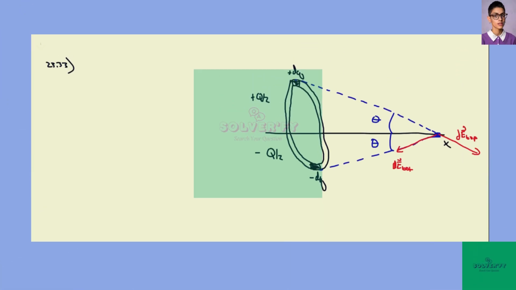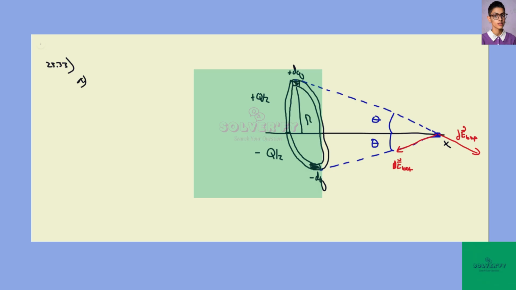Okay, so we're doing chapter 23, problem 33 here. We have a thin circular ring of radius big R, and it has charge +Q/2 on the top half and -Q/2 on the bottom half, distributed uniformly on the ring. So there's a total charge of 0 on this, +Q/2 and -Q/2. Okay. So part A: what is the value of the electric potential at this point on the x-axis, a distance x away from the ring?